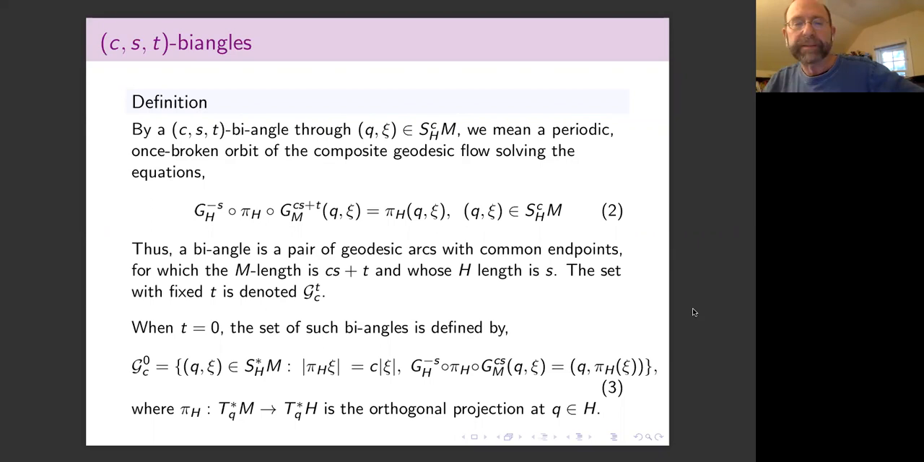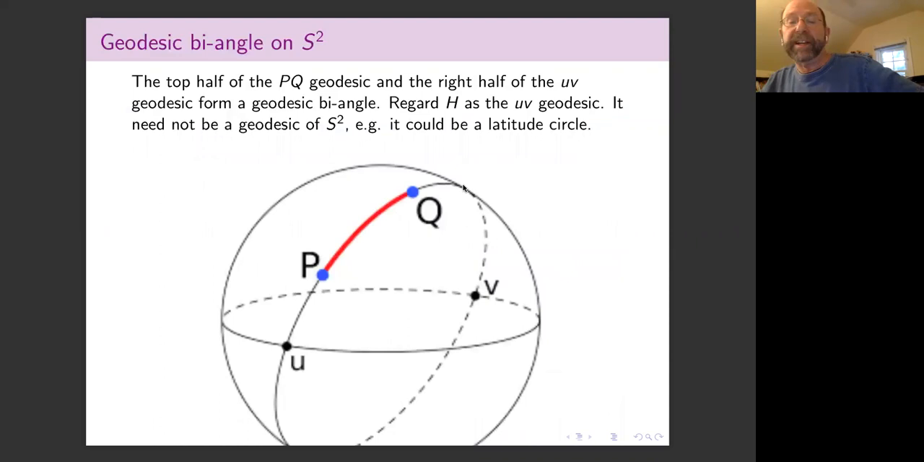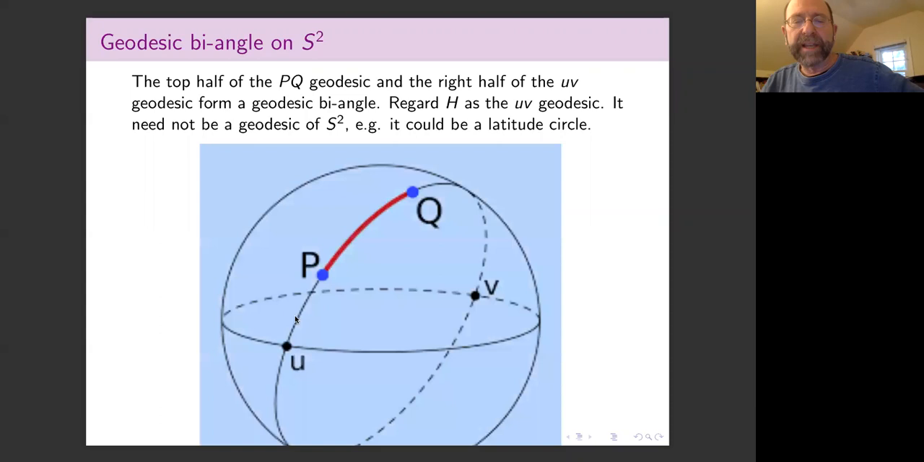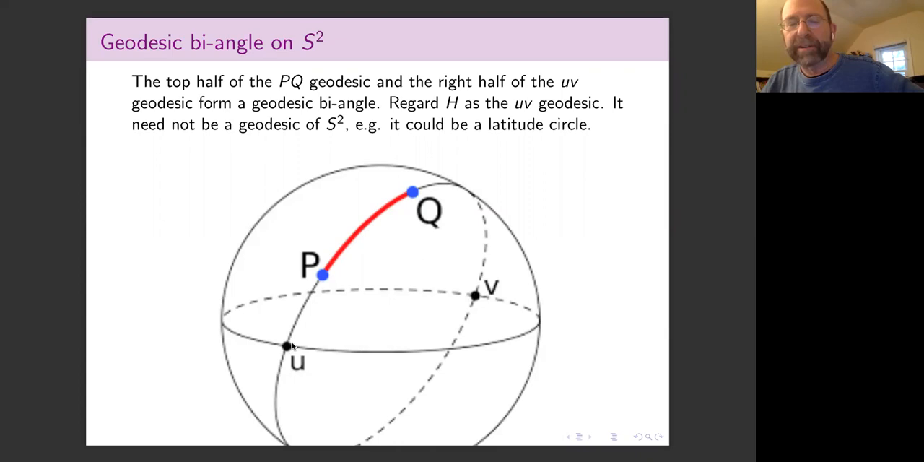Let me just draw a picture. Here's a sphere, and on the sphere I have two different geodesics: the one going through P and Q, and this one going through U and V. So a biangle might be, these are geodesics, and the H doesn't have to be a geodesic. I'm calling this one here H. So here's a particular C that we get because it's not tangent to H, it's not orthogonal to H. You make some angle with H, and you go out along this, and then you project, and then you come back along here. So this is actually a CST biangle. It's automatic on a sphere. This is a CST biangle where C is determined by the angle between this geodesic and that geodesic.